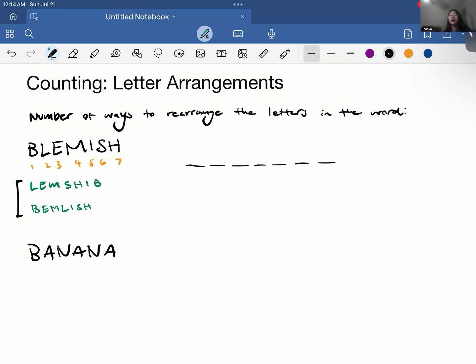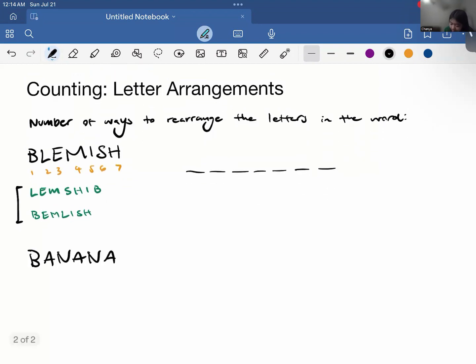Okay, so as you can see that I've written in orange, blemish has 7 letters, right? And the letters are all different. And so what we're gonna do here is that we're actually gonna draw 7 blanks here, as I've done. And what we're doing here is each blank essentially represents a slot for a letter, right? So for example, this first blank would be the slot for the first letter. Second here would be the slot for the second letter. The third blank would be the slot for the third letter. I think you get the idea.